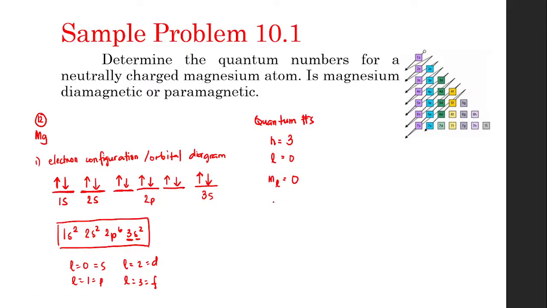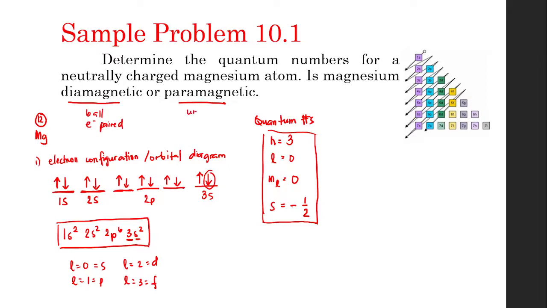And lastly, our m sub s, or our spin. The last electron is going down, right? Going down is counterclockwise, so our m sub s is negative 1/2. So these are all your quantum numbers. And lastly, let's identify whether this is diamagnetic or paramagnetic. Well, remember, in diamagnetic, all electrons are paired.